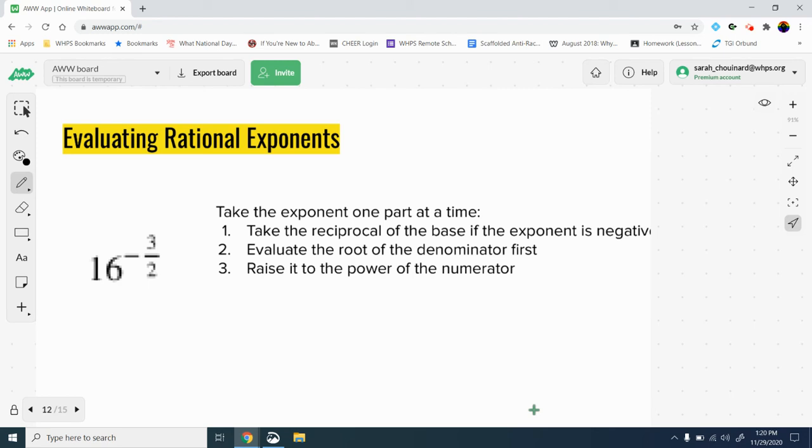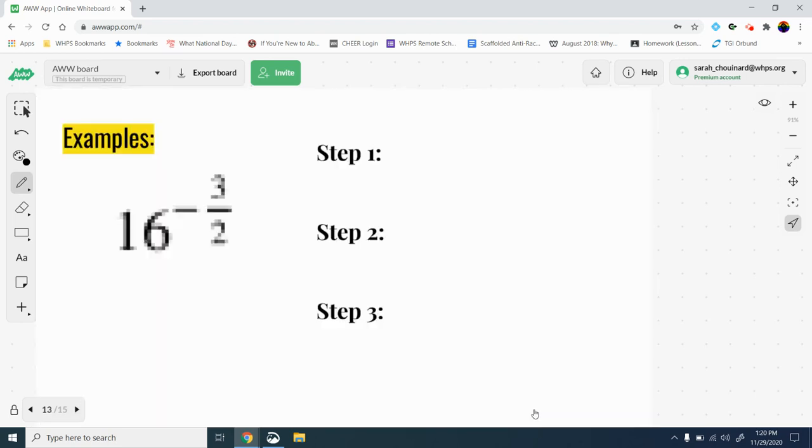Now, sometimes we're going to have numbers other than just 1 over a number. So we need to go one piece at a time. If it's a negative exponent, we know that the negative exponent means to take the reciprocal. Then we're going to evaluate the root of the denominator, and then we're going to raise it to the power of the numerator. So for 16 to the negative 3/2, step 1 is to write it as the reciprocal, 1 over 16 to the positive 3/2.